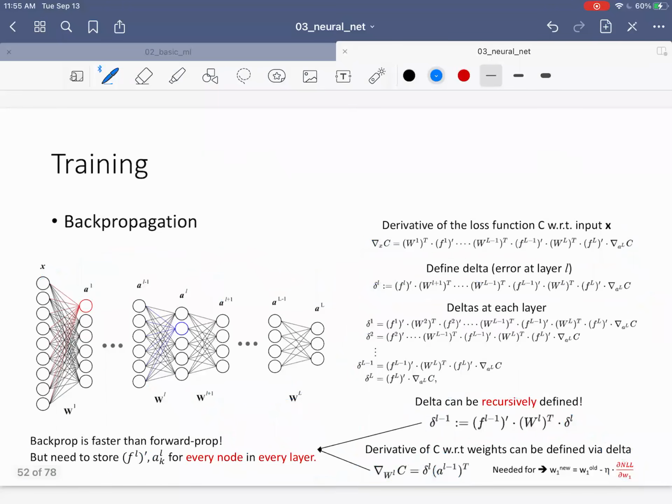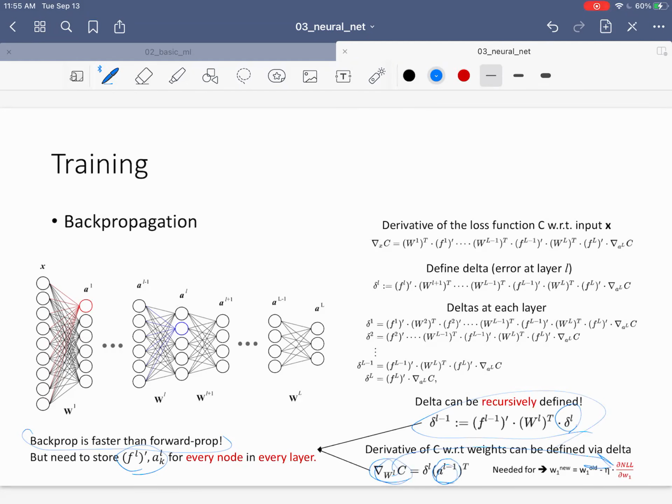I hope that makes it very clear. So backprop is faster than forward prop, obviously, because you can reuse the previous deltas again and again. The problem is that you need to store these values as you go from the final layer back to the input layer. As you calculate the deltas, you need to have these values as well in order to calculate this, so that you can update your parameters.